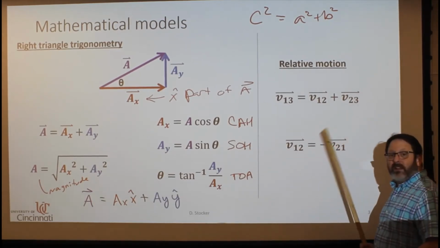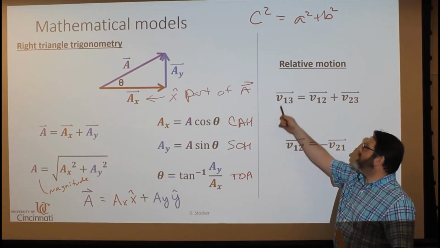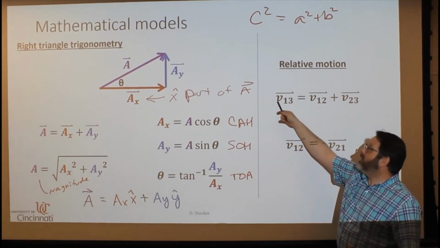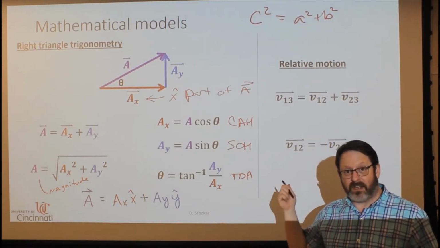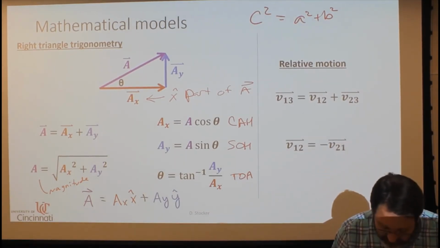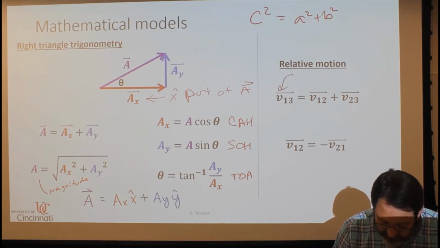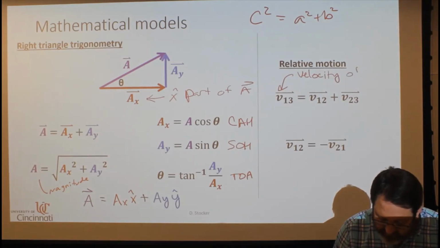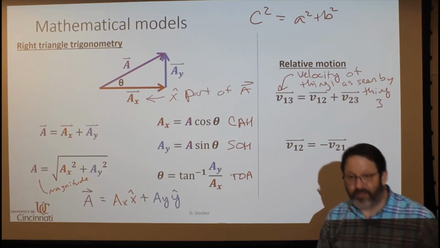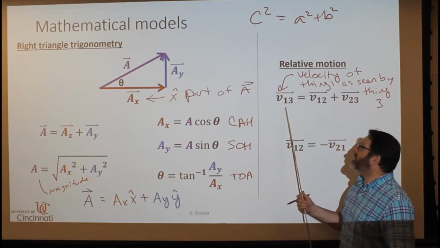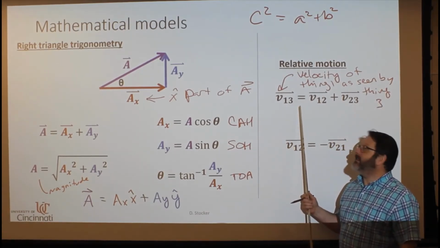We'll also deal with relative motion. Relative motion, V13, these V's are velocities. Okay? It's definitely clear this time that they're velocities because they've got the vectors over top. So they're not speed. So that's the velocity. In this case, the velocity of thing 1 as seen by thing 3. So this is the velocity of thing 1 as seen by thing 3.